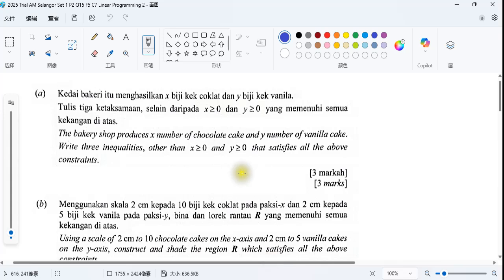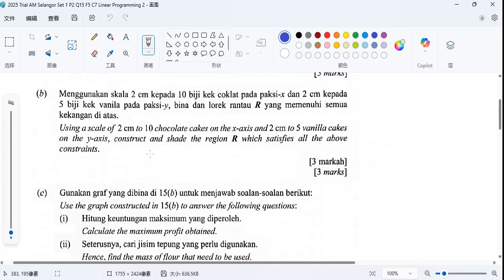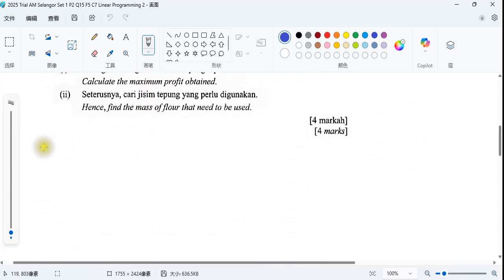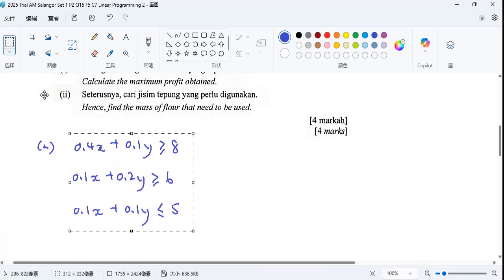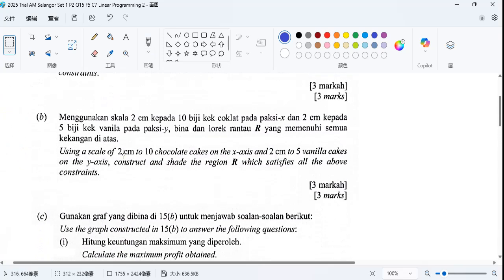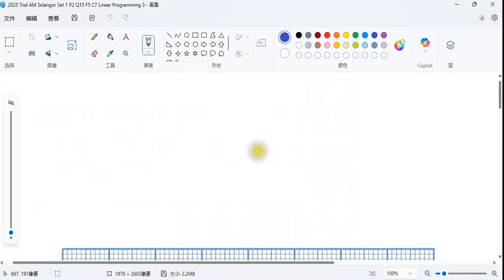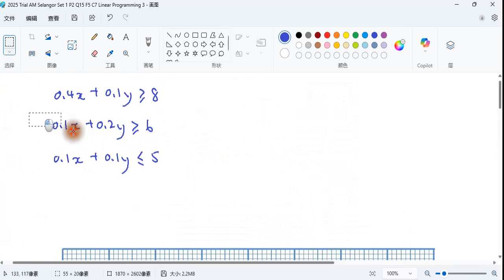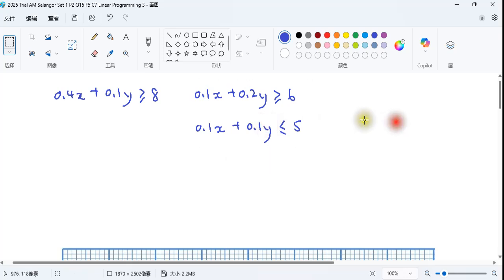So number one, they ask us to write three inequalities. So part A, the three inequalities will be these three. Then B, 2 cm to 10 chocolate, 2 cm to 5 vanilla. So 2 cm to 10 is the x-axis, 2 cm to 5 is the y-axis, and we will need to find the region that satisfies all three inequalities.